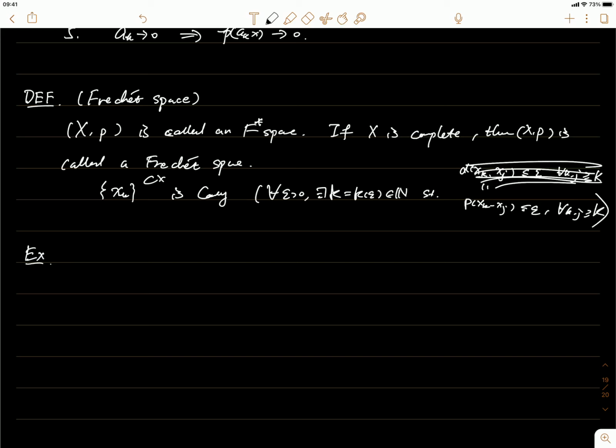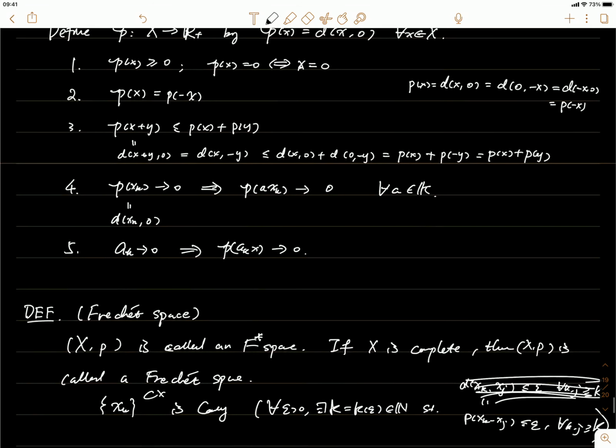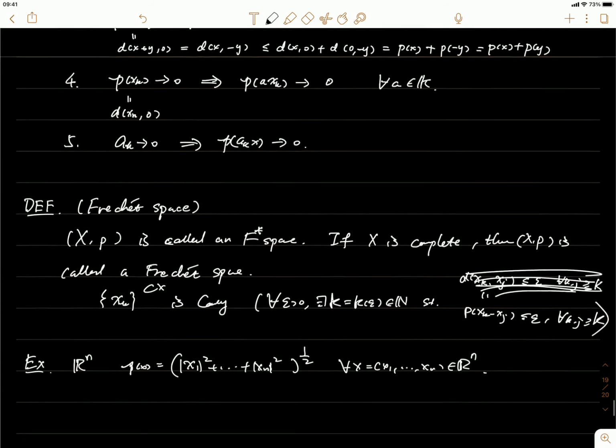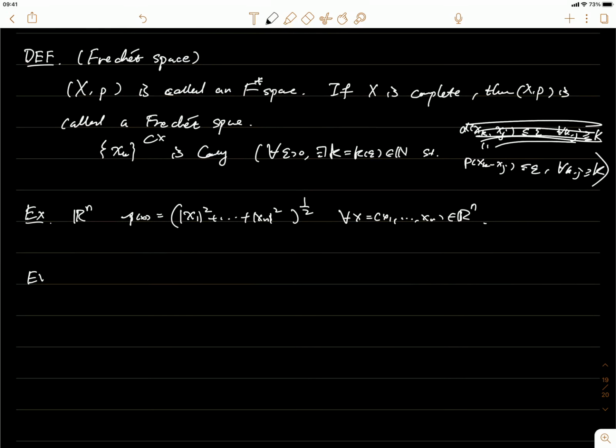Okay, just to give a few examples. The first example, probably the most trivial one, is R^n. We can define P of x, where x is a vector in R^n, to be the square root of x1 squared plus all the way to xn squared, for any n-dimensional vector. That's a Frechet space. It's pretty easy to check that the P satisfies all these 5 conditions. Okay, so that's the trivial one.